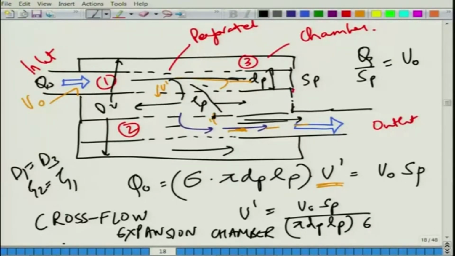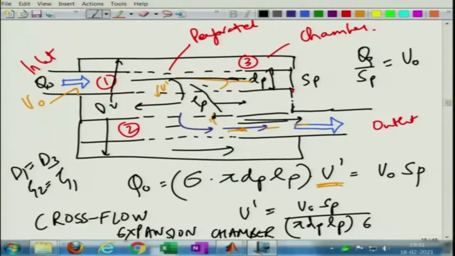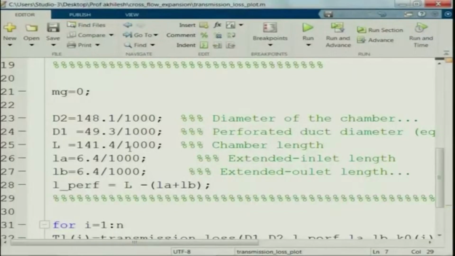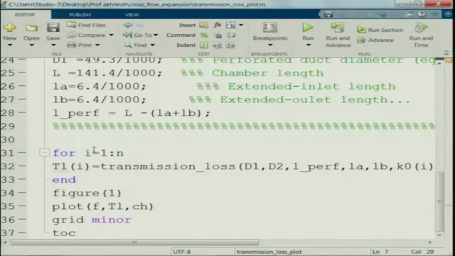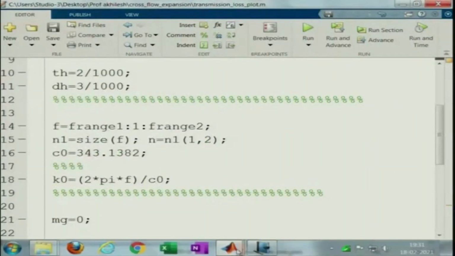Now with this sort of understanding, let us hop back to MATLAB. L is your overall chamber length, LA is the neck extension at the inlet, and LB is the neck extension at the outlet. So what is the perforate distance? It is L minus LA plus LB. So that is the perforated distance. Okay, so we get this sort of thing.